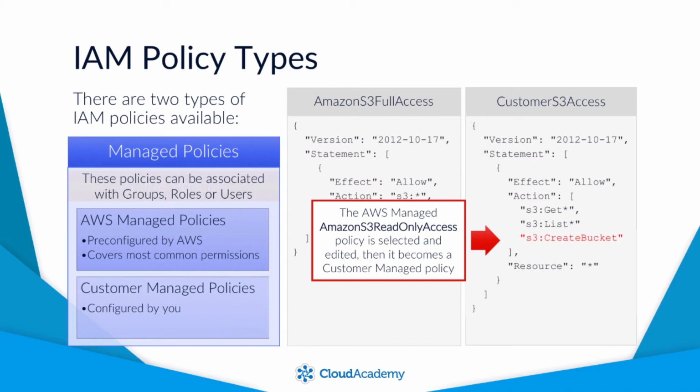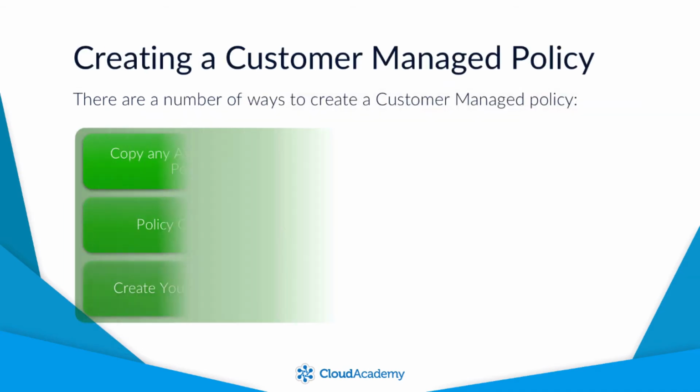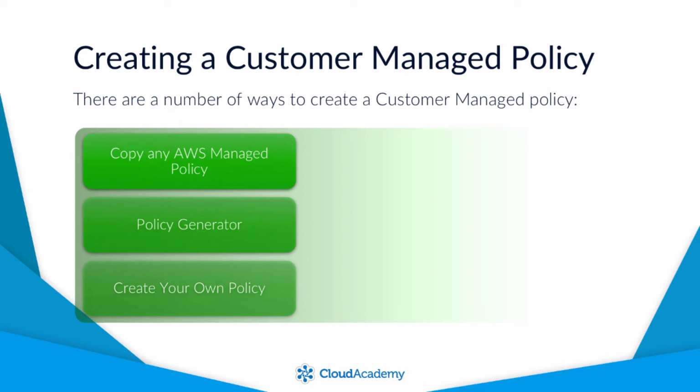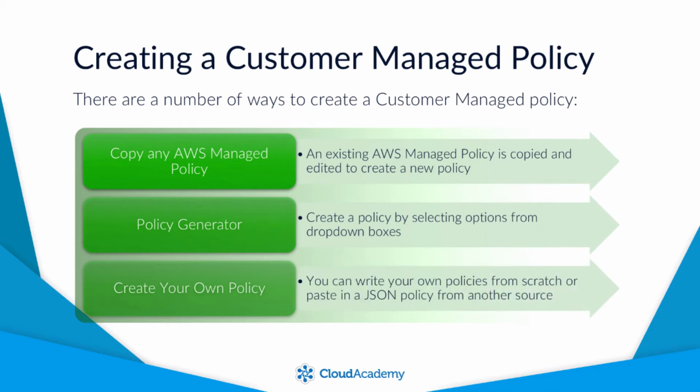So customer managed policies are any IAM policies that do not follow a predefined AWS managed policy. There are a number of ways to create a customer managed policy, these being the following. Copy an AWS managed policy. This is what we just covered, where an existing AWS managed policy is used and then edited to create a new customer managed policy. The policy generator. This allows you to create a customer managed policy by selecting options from a series of drop-down boxes. And you can create your own policy. If you are proficient in JSON and the syntax of IAM policy writing, then you can create your own policies from scratch or paste in a JSON policy from another source.